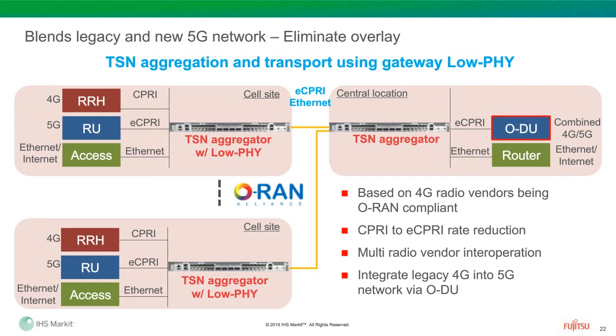The low-PHY implementation will require the 4G radio vendor to provide openness of their IQ format within the CPRI frame. This low-PHY translation of CPRI to eCPRI integrates the 4G network into the 5G network at the hub site through the use of the O-RAN Alliance compliant OpenDU, or Open Distribution Unit. This OpenDU is a virtualized distribution unit, and it integrates the 4G and 5G networks, eliminating the overlay, and along with the low-PHY function, offers multi-vendor interoperability from cell site to central location.